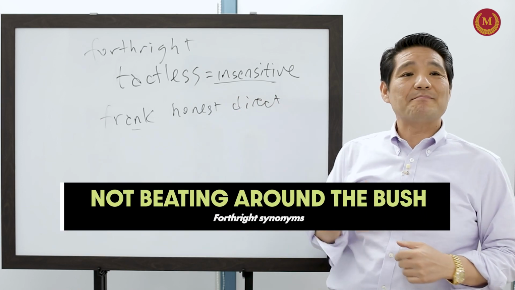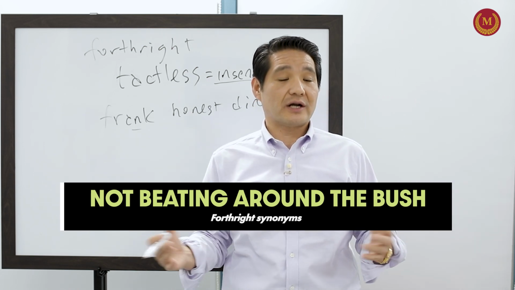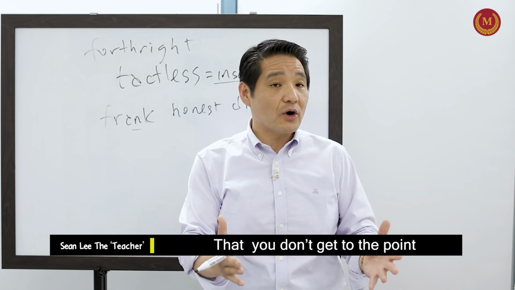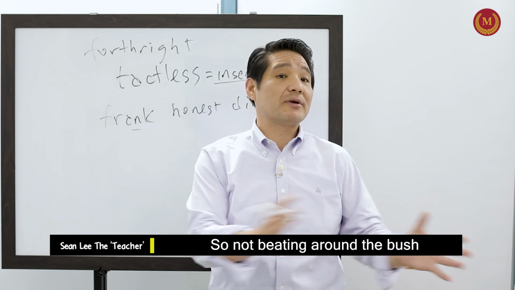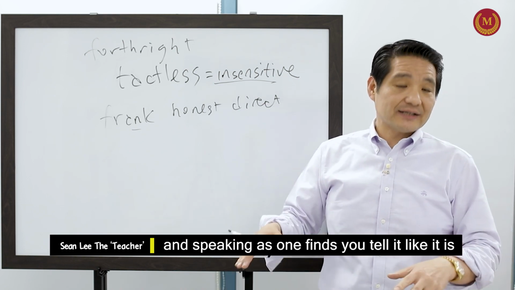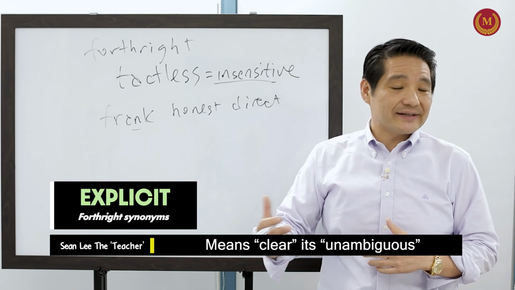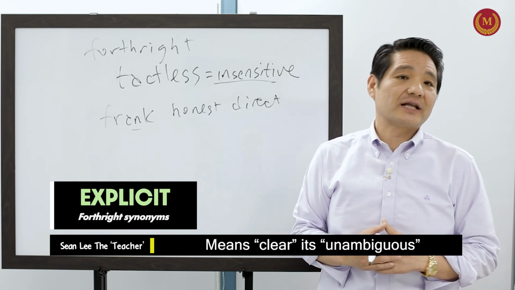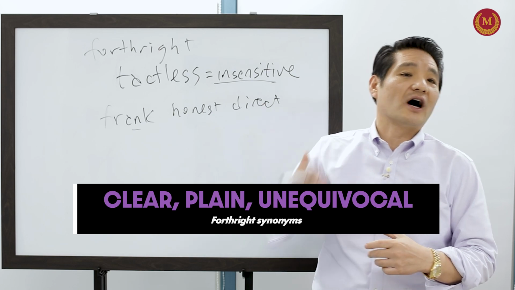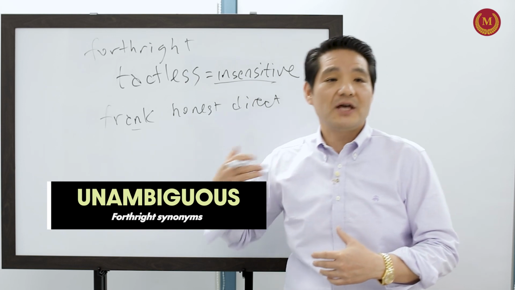And then we have not beating around the bush. That's the idiom we use, right? Beating around the bush. That's when you don't get to the point, you beat around the bush. So not beating around the bush. And speaking as one finds, you tell it like it is. Speaking as one finds. Explicit means clear, it's unambiguous. Then you have clear, plain, unequivocal, meaning not unclear. So once again, that means clear, same thing as unambiguous.